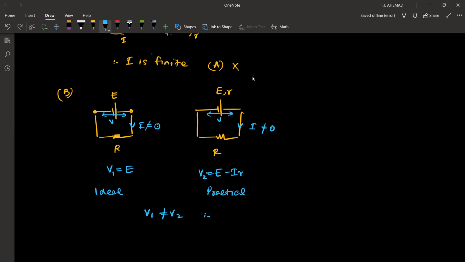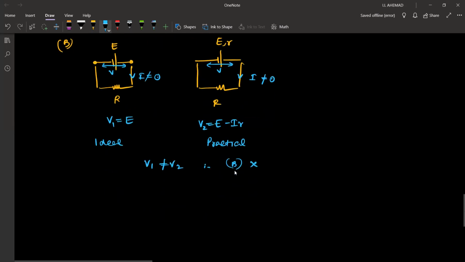Therefore, statement B is wrong. Okay, statement B is wrong. And let's look at statement C.